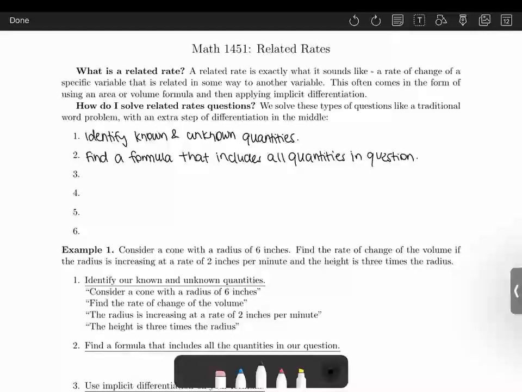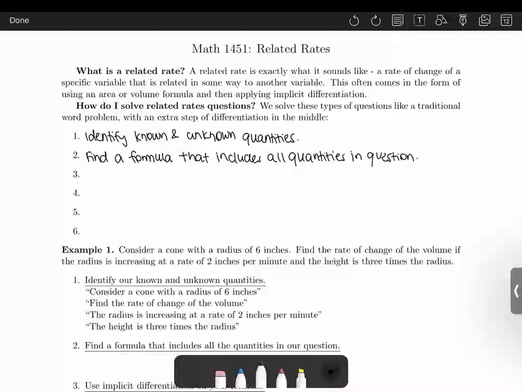Like I said, for the questions that we often work with in Calculus 1, these are just going to be an area or a volume formula, and oftentimes the question will tell you what that's going to be. In some cases, when we look at problems that are set up as triangles, one elusive formula that we use tends to be the Pythagorean theorem. So if you're having a hard time finding a formula that includes all the knowns and unknowns, I would recommend drawing a picture. And if that picture takes the form of a right triangle, then you're likely going to need to use the Pythagorean theorem.